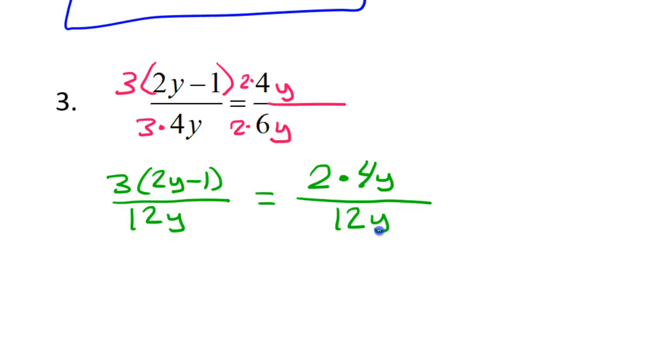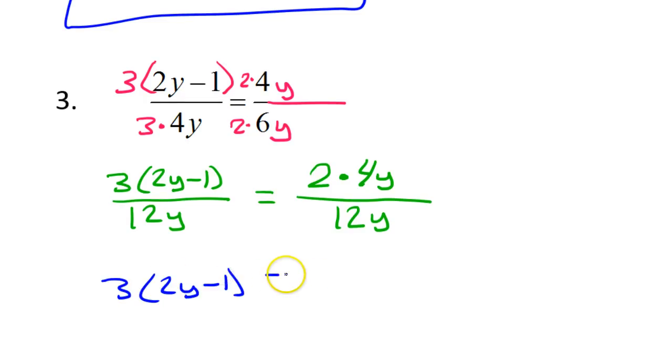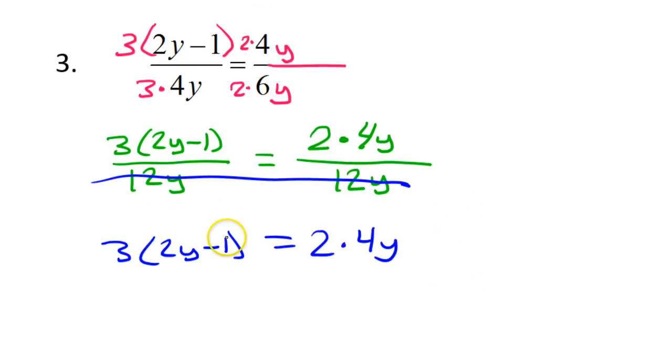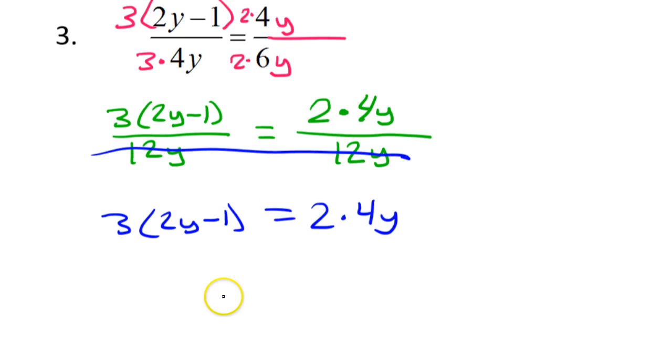Okay, so you see how the denominators are the same? So if the denominators are the same, then the numerators must be the same. So I can set 3 times 2y minus 1 equal to 2 times 4y. It's as though I crossed out the denominators. Now when you get comfortable with this, you'll start doing some of these steps in your head. You don't have to show every single step the way I'm doing.